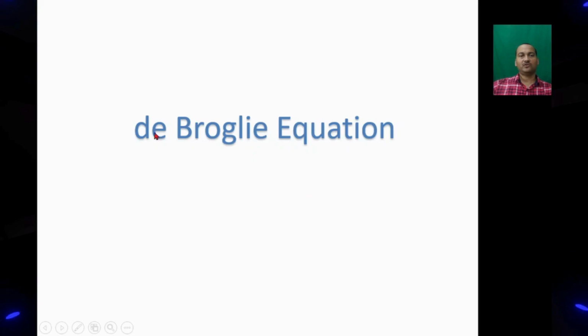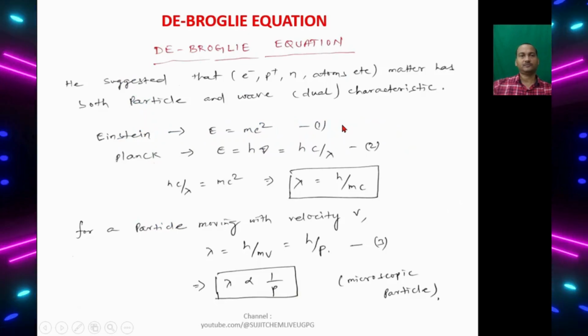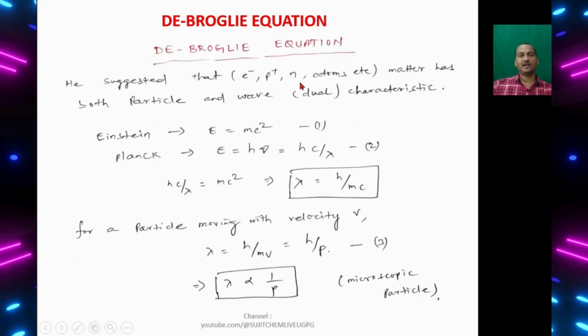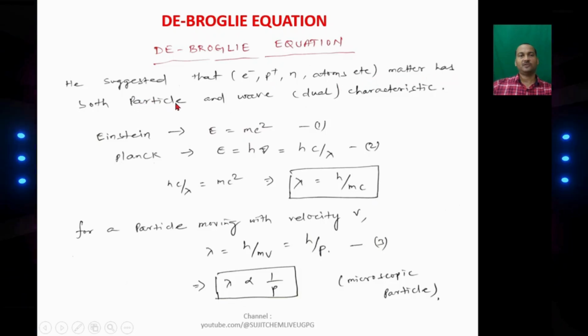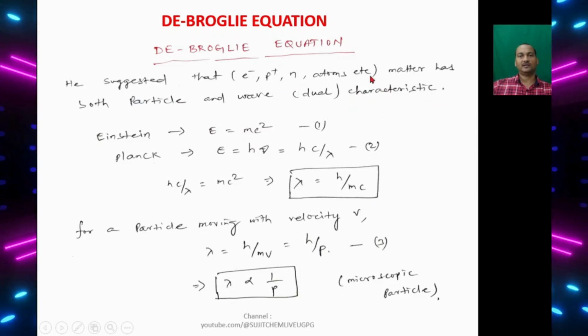So today we are going to talk about the de Broglie equation or relationship. De Broglie suggested that electrons, protons and neutrons or atoms etc. So that means matter has both particle and wave characteristics. That means the dual characteristic.